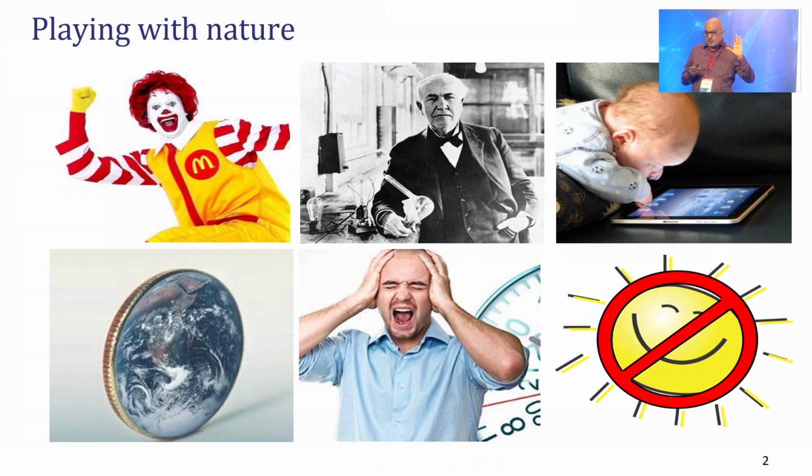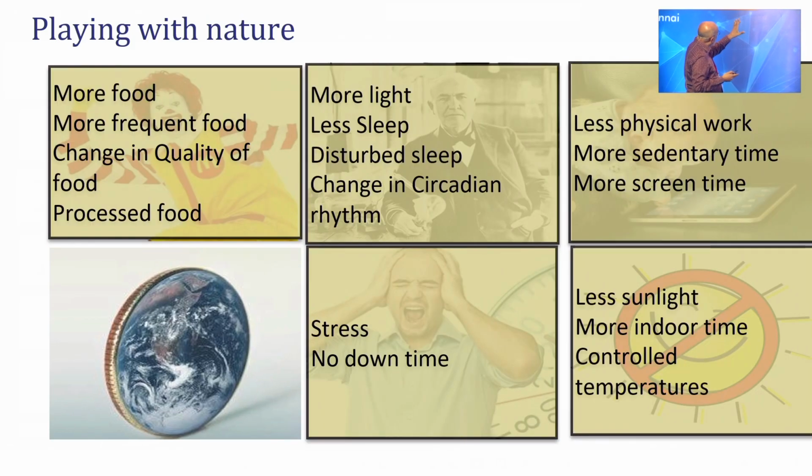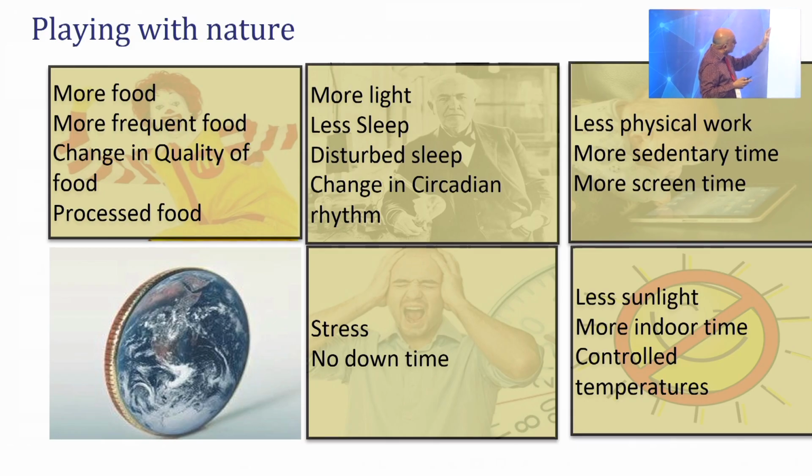We have FAFO, right? Because we have more food, more frequent food, change in the quality of food, processed food, more light, less sleep, disturbed sleep, change in the circadian rhythm, less physical work, more sedentary time, more screen time, greater stress, no downtime. All of this in the last 100 years. And no wonder nature has revolted and given us chronic disease.